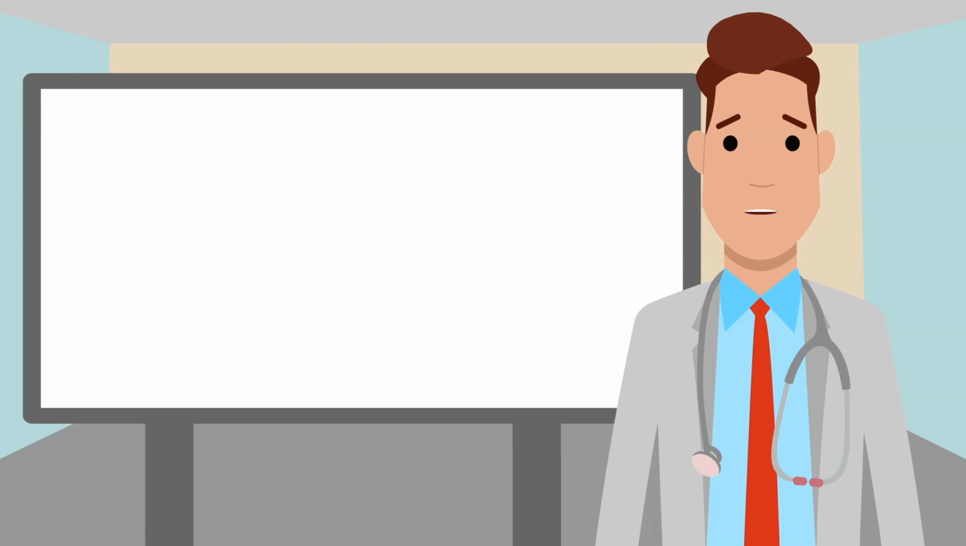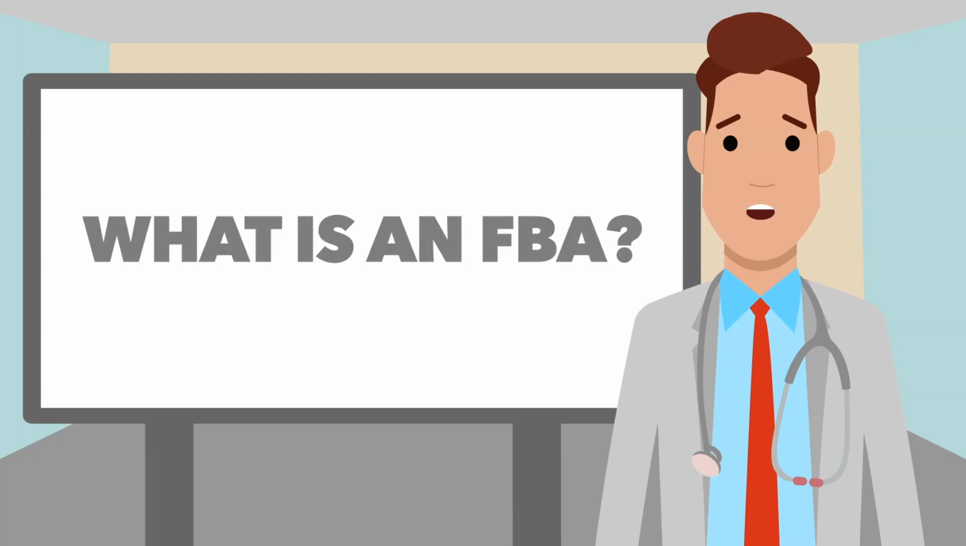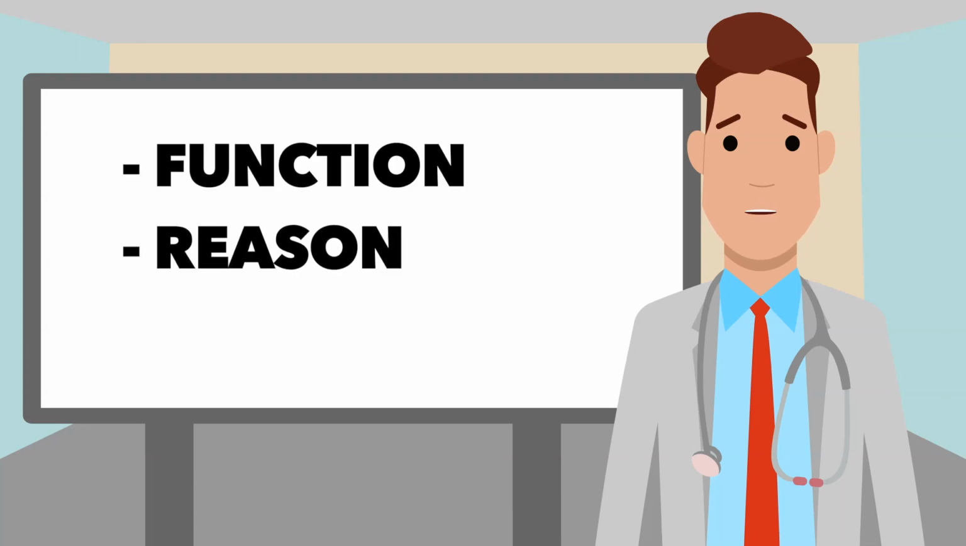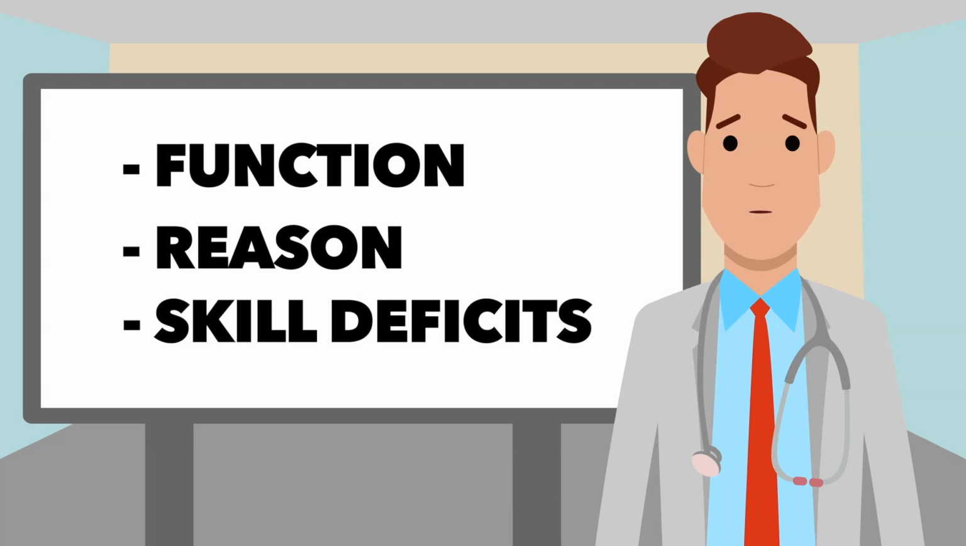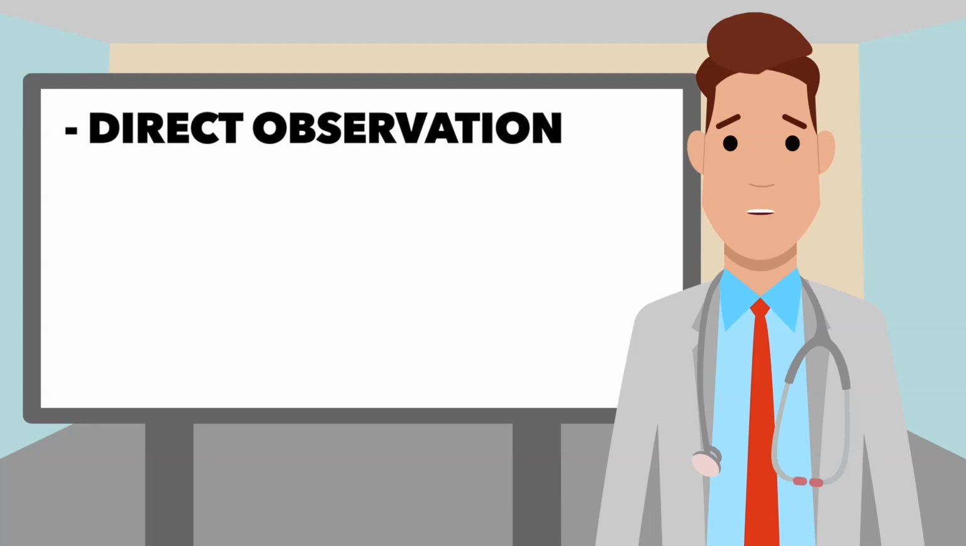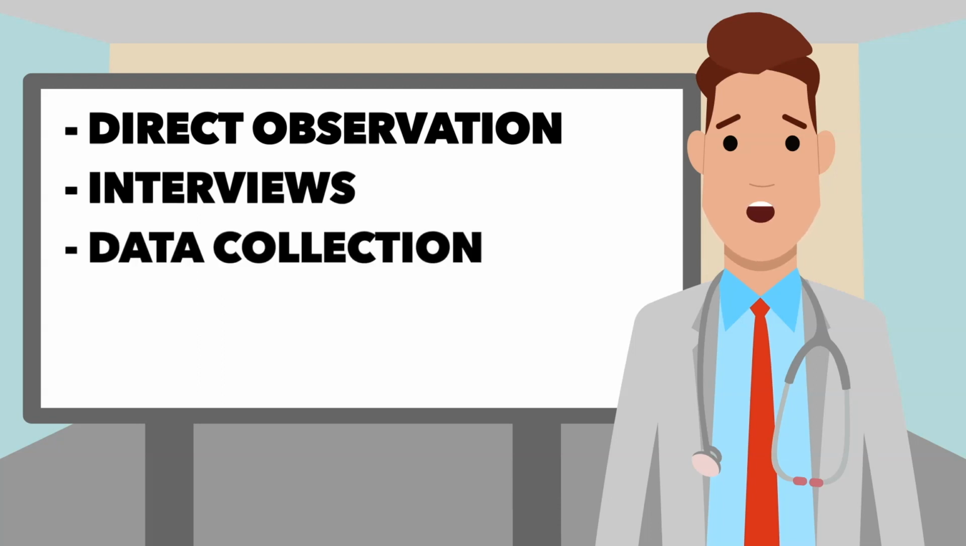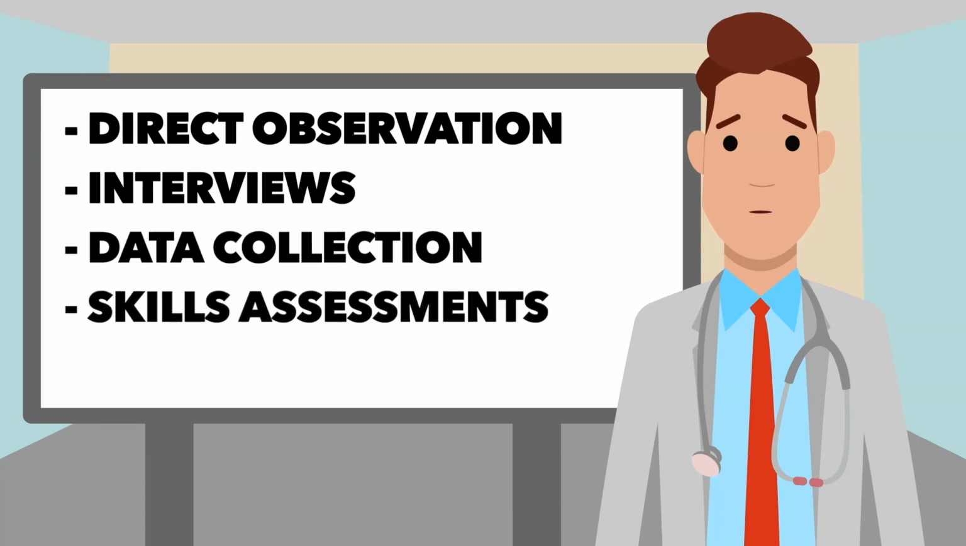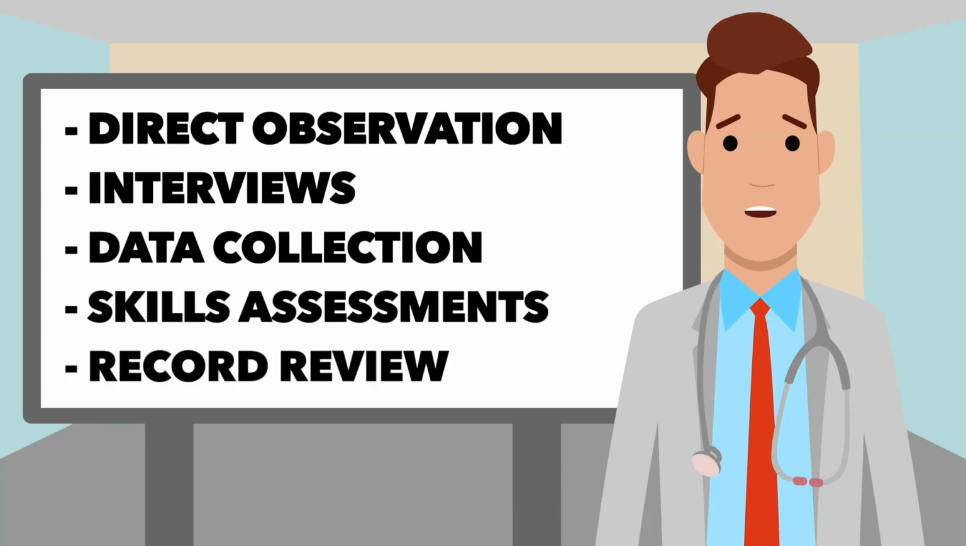A functional behavior assessment, FBA, is a process used to assess behavior and determine the function or reason that behavior occurs, in addition to identifying skill deficits. It combines information from multiple sources, such as direct observation of the behaviors in different environments, interviews with parents, caregivers, or school teams, data collection, data analysis, formal and informal skills assessments, and record review of the person being assessed in order to develop an understanding of why a certain behavior may or may not be occurring.